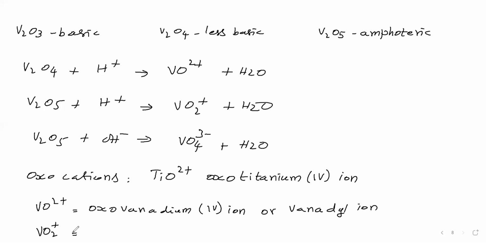VO2 plus: 2 oxygens, therefore dioxo. V is called vanadium. The oxidation number of vanadium is 5. Dioxovanadium(V) ion. These are oxocations. Now we will see oxoanions.